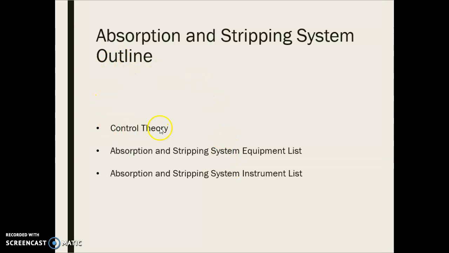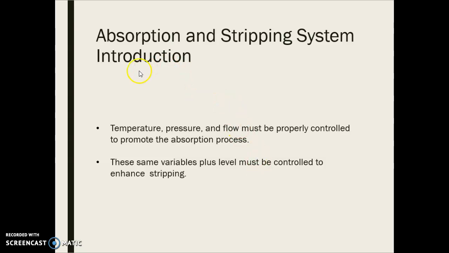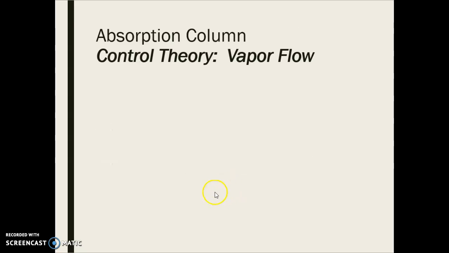We're going to talk about the control theory, the equipment list, instrument list, the normal absorption and stripping process variables, and how any changes in those process variables may affect downstream equipment. Now, the factors that affect absorption and stripping, specifically absorption, are temperature, pressure, and flow. We also found that temperature, pressure, and flow plus the level in the stripper column will be the variables to control, and that will have some effect downstream on getting the vapor catalyst out.